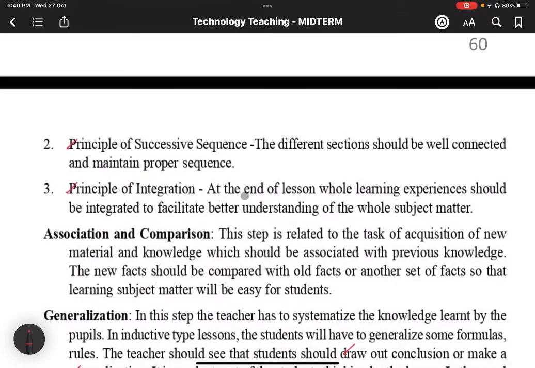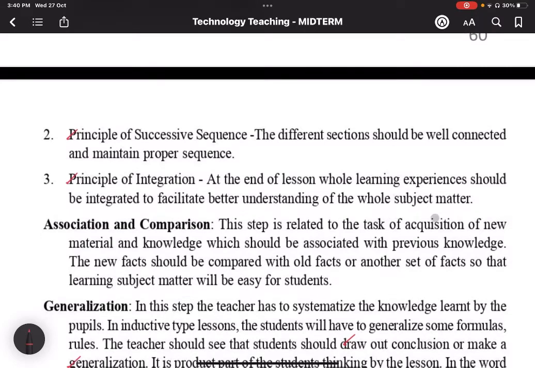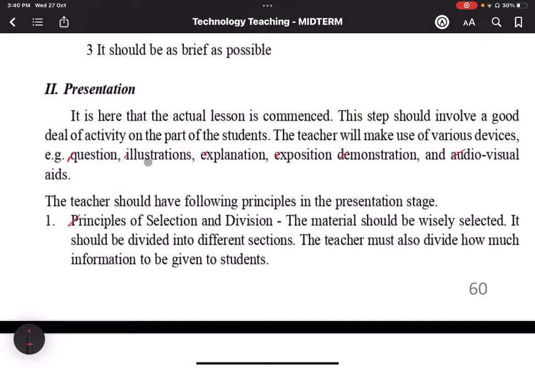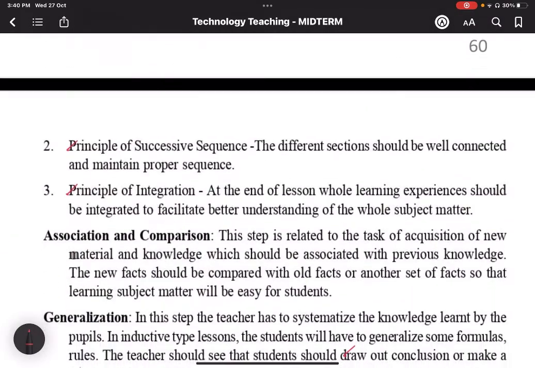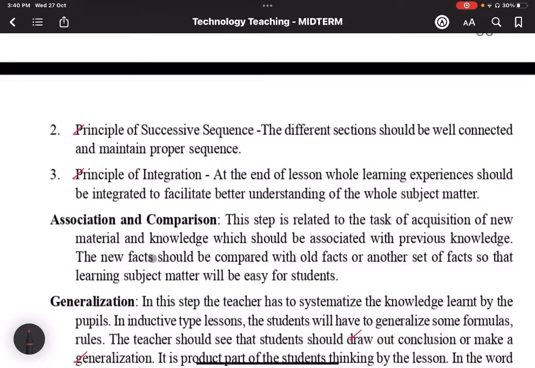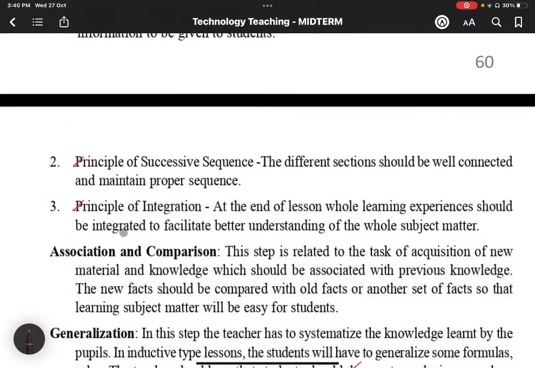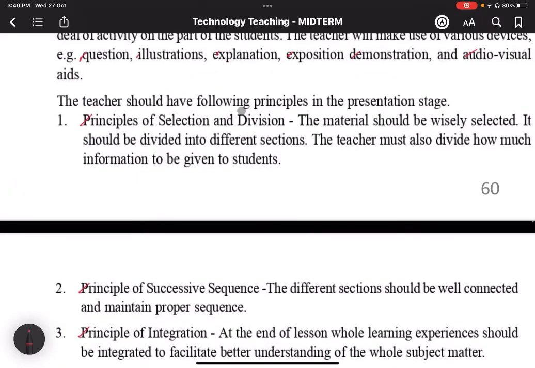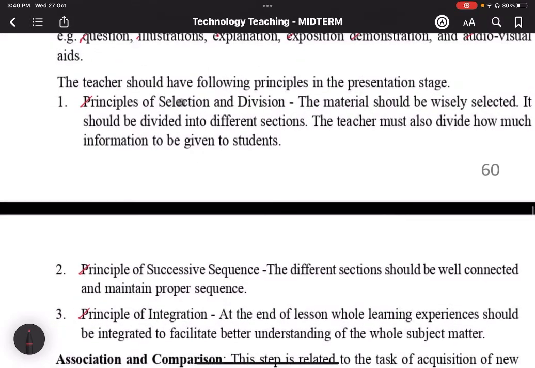Principle of integration. At the end of lesson, all learning experience should be integrated to facilitate better understanding of the whole subject matter. Association comparison, yan. Actually, guys, yung presentation, ito na yung result ng iyong content analysis. Sa content analysis, ito na yung principle nating ina-apply. Selection and division. Paano mo i-divide yung isang textbook? Halimbawa, may textbook ka, gusto mong ituro.